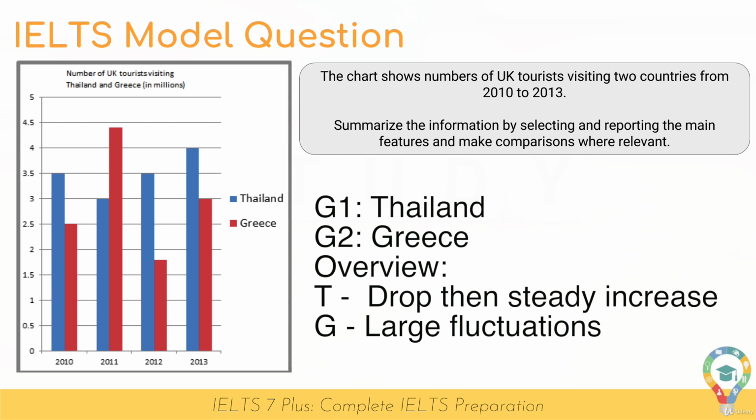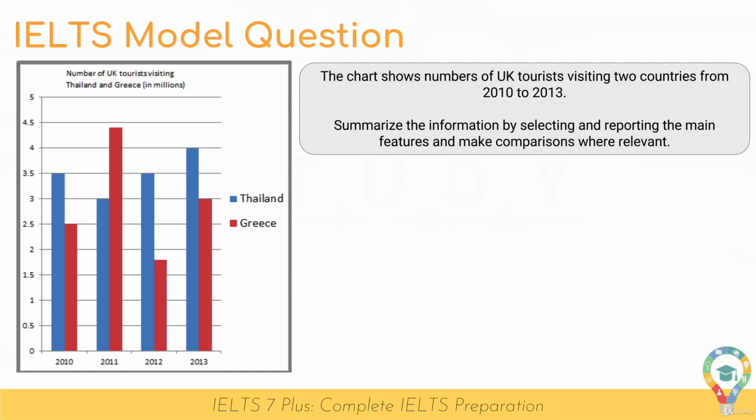So as there's only 2 countries, I've decided that Group 1 or detailed paragraph 1 will all be about Thailand, whereas my second detailed paragraph will all be about Greece. For my overview section, I've identified that Thailand suffers a drop in the first year, then steadily increases throughout, whereas Greece fluctuates largely. Now that I've looked at the bar chart in more detail and made a plan, it's time to move on to our first paragraph, the introduction.